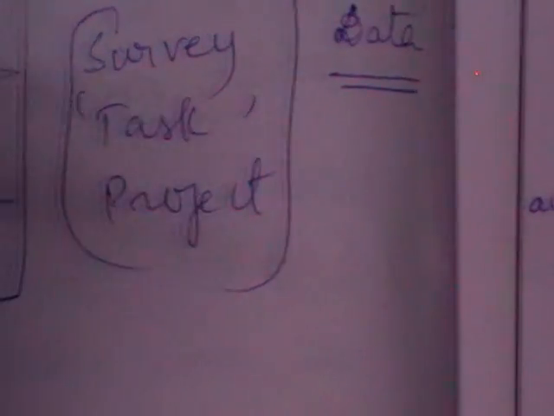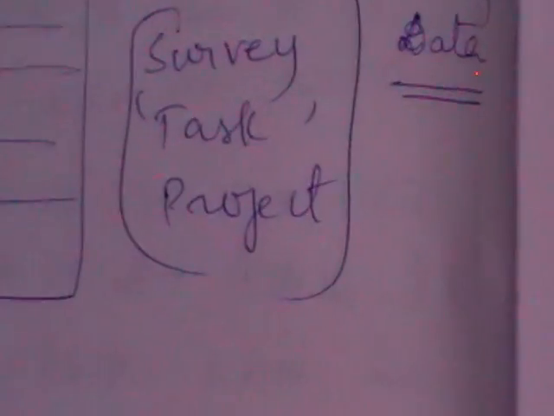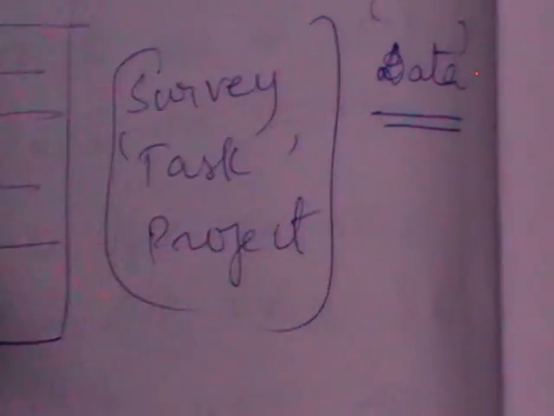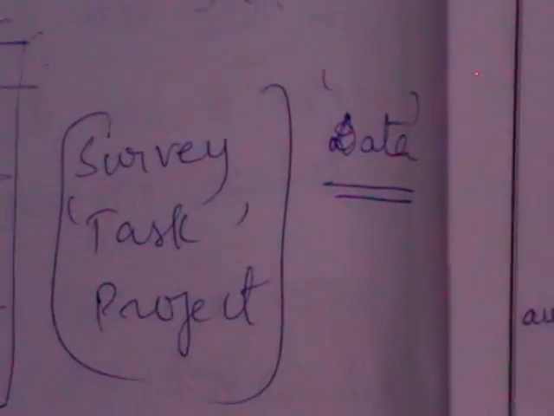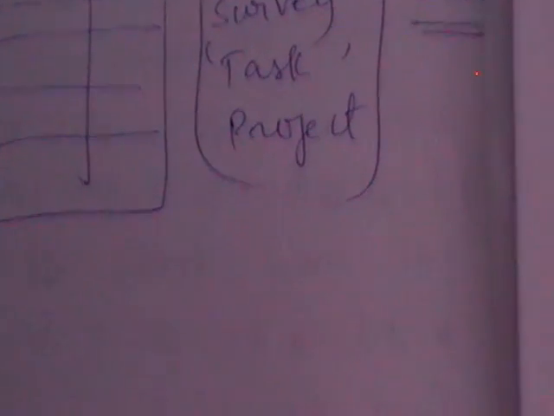Okay, it should be some information. That information is called data. The examples we have just given: while assessing the performance of the students, the marks obtained by the students form the data.